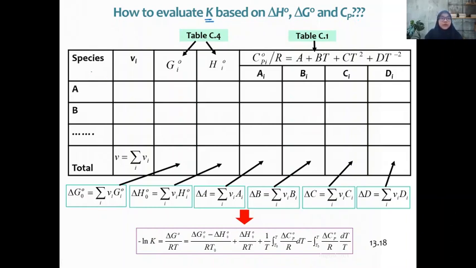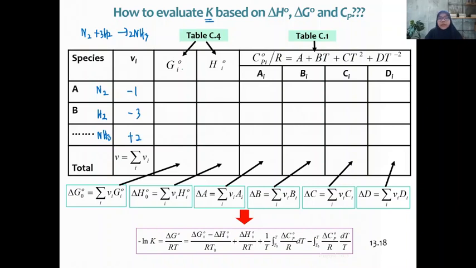First of all, list the species in the table. For example, if we have nitrogen react with hydrogen to produce ammonia, so we have N2 plus 3H2 gives 2NH3. So this is balanced. So we list all the species, nitrogen, hydrogen, and also the ammonia, and then include the stoichiometric numbers. So we have -1, -3, and +2.